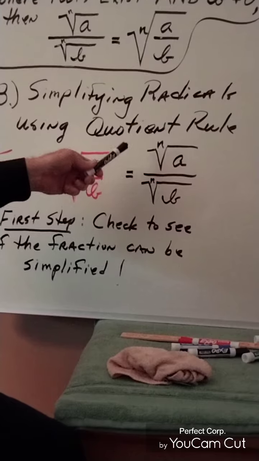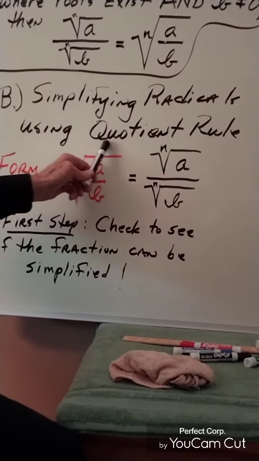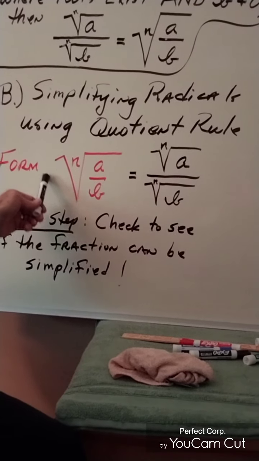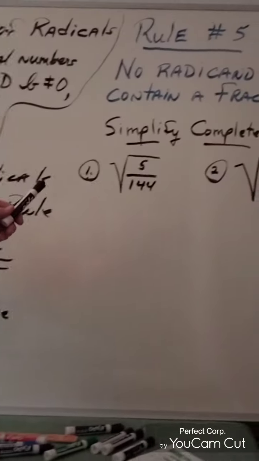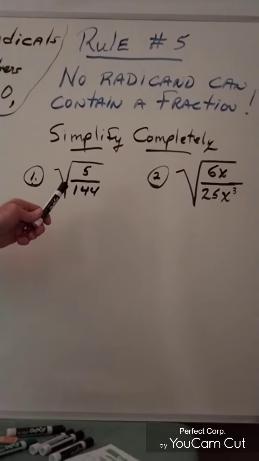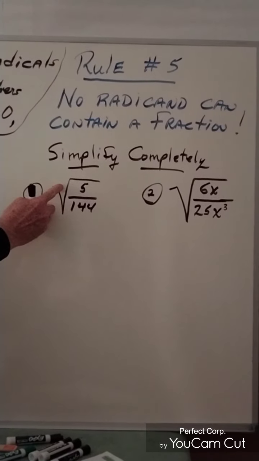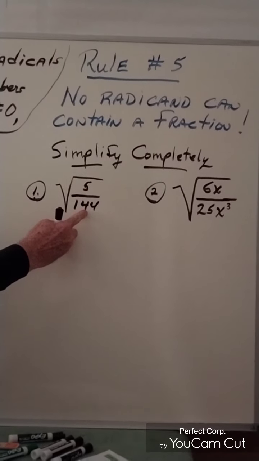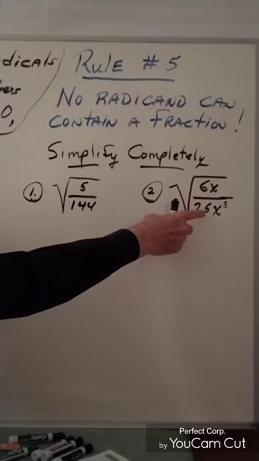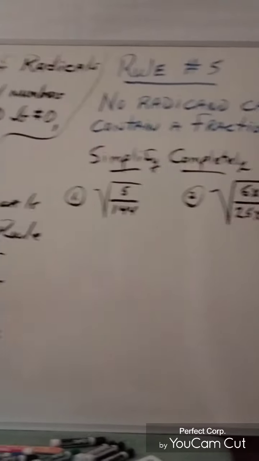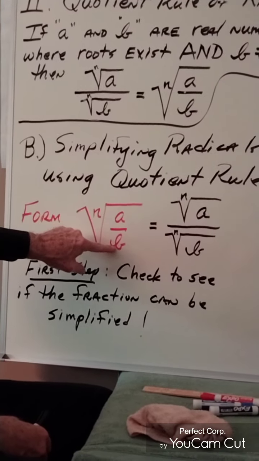When we are simplifying radicals using the quotient rule, the problem is going to be written in this form. You see, here's your nth root of a divided by b. Here is that nth root of a divided by b.